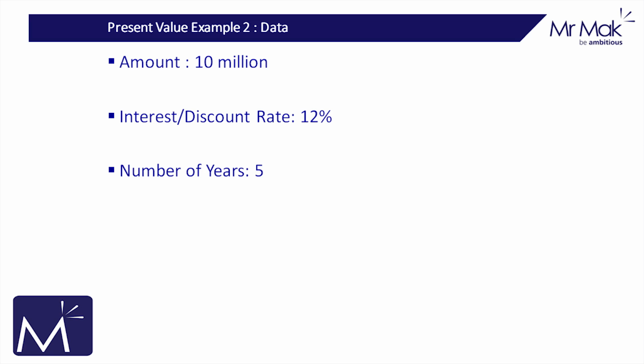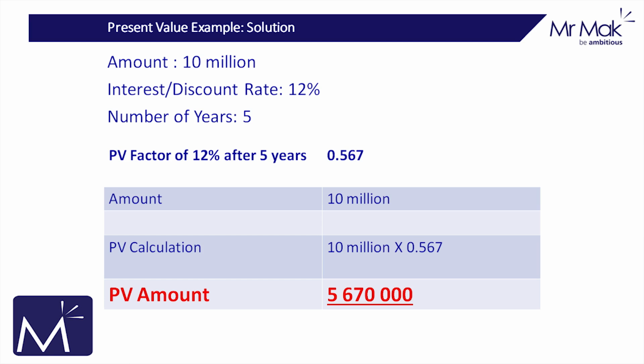Let's do a second example. In this example, an amount of 10 million is due 5 years from now, and the discount rate is 12%. Again, going to our PV tables, if we go to the interest rate of 12%, where that intersects with the number of years of 5, we get a PV factor of 0.567. If we multiply the 10 million by the PV factor of 0.567, we get a present value amount of 5,670,000.